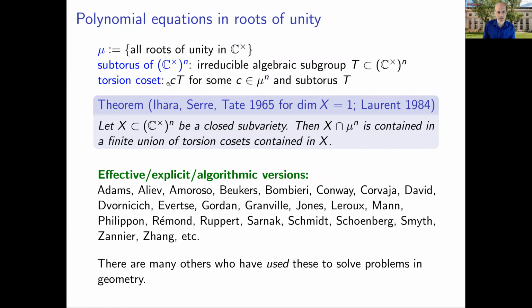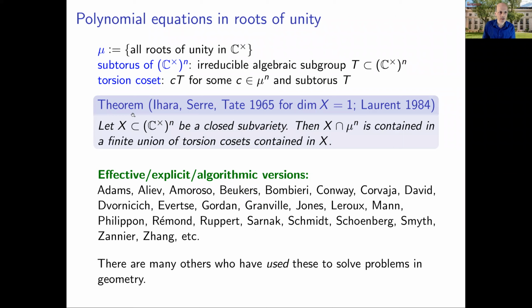So these torsion cosets are of interest because each of these torsion cosets is going to contain lots of torsion points, lots of points whose coordinates are roots of unity. In fact, they'll be Zariski dense in each of these torsion cosets.